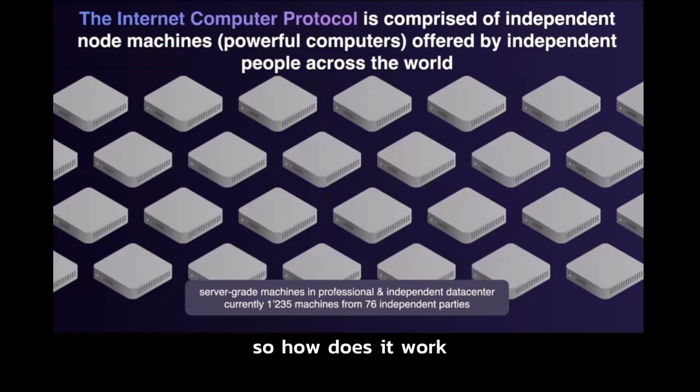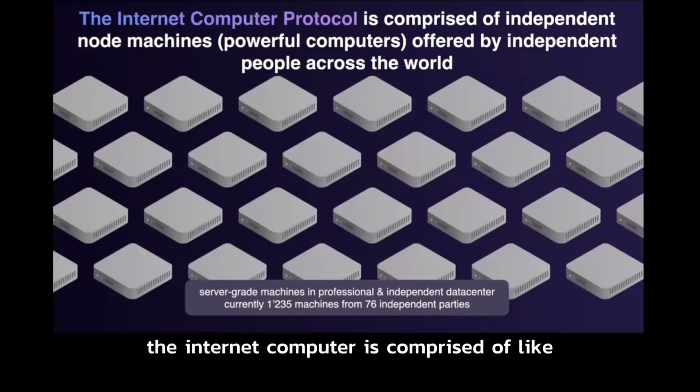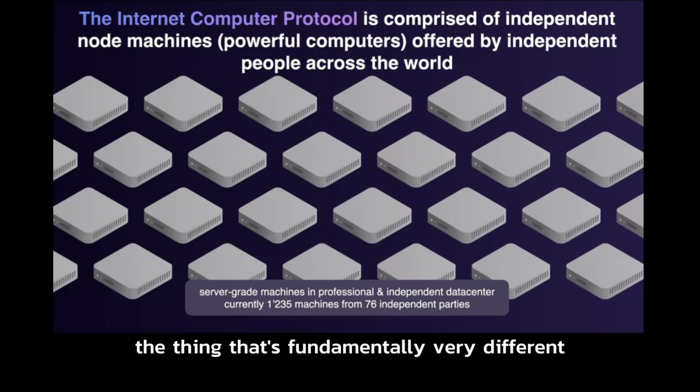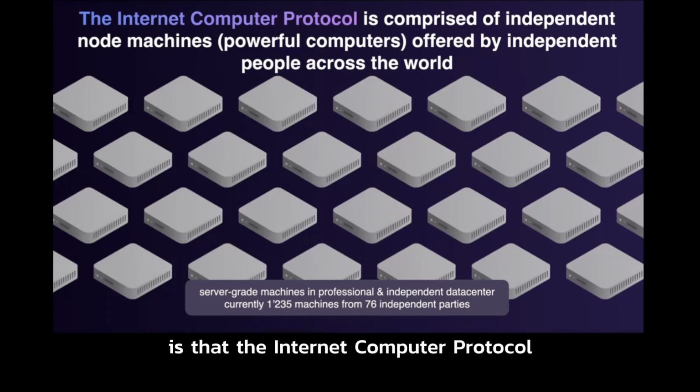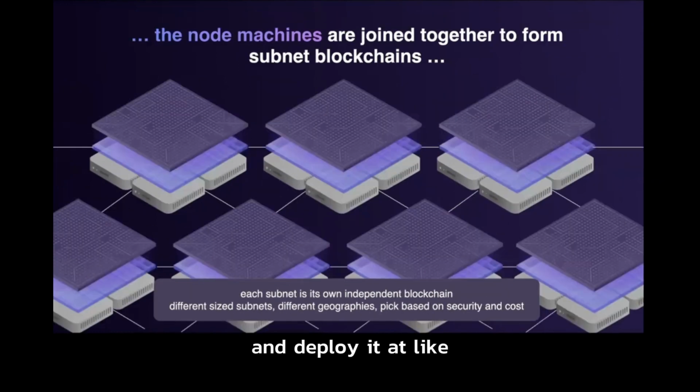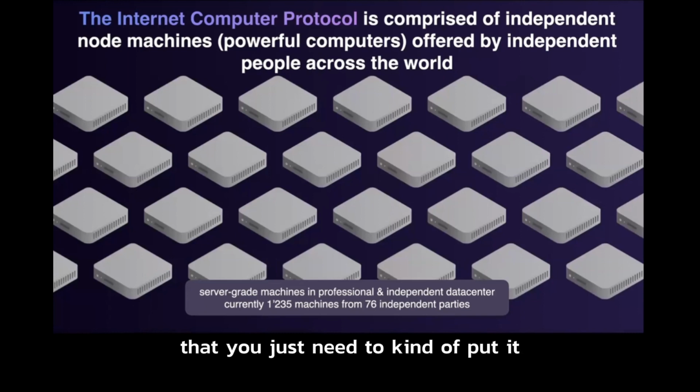So how does it work? First of all, the Internet Computer is comprised of server-grade machines, which are operated by independent people across the world. The thing that's fundamentally very different is that the Internet Computer protocol requires physical hardware. If you want to be a node provider, you need to procure the server-grade machine and deploy it at a data center, partnering with the data center and putting it there. Why do we need that?